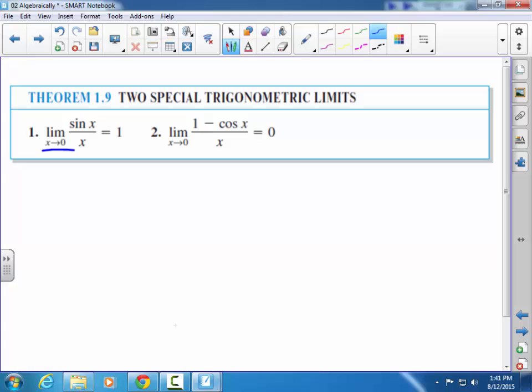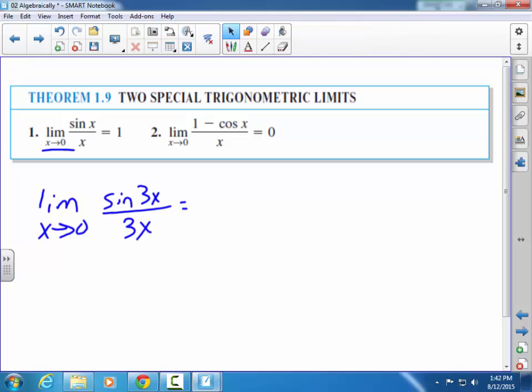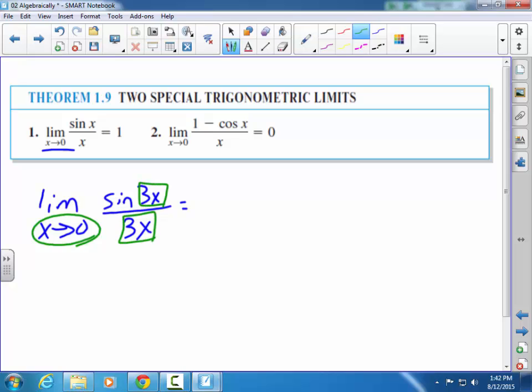Now, I want to show you some variations on that so you can feel a little better about it. What if we've got the limit as x approaches 0 of the sine of 3x over 3x? It's the same thing there, okay? The key components for you here is this is going to 0, and these 2 things are identical, meaning they're the same thing. If they're the same things, then we can say that this limit is going to be 1.